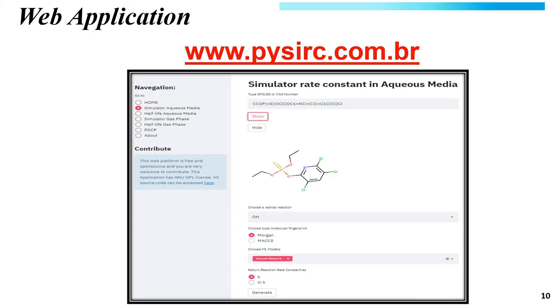Here we can see our platform. This platform is available on the internet. We can access it and insert the SMILES or CAS number of the specific molecules, and you can obtain preliminary information about the oxidation process of this molecule.